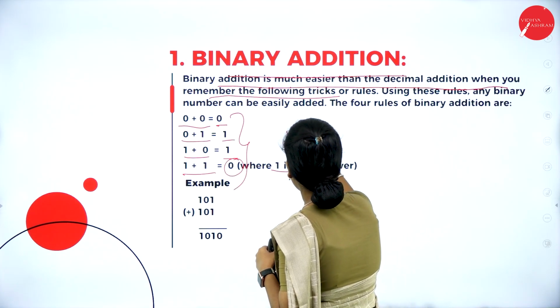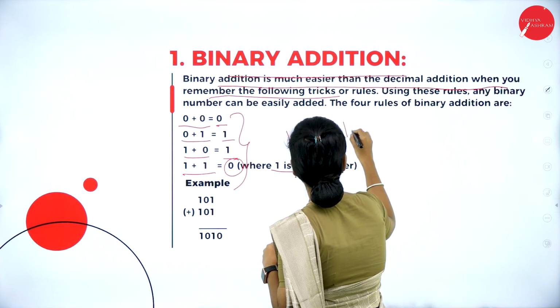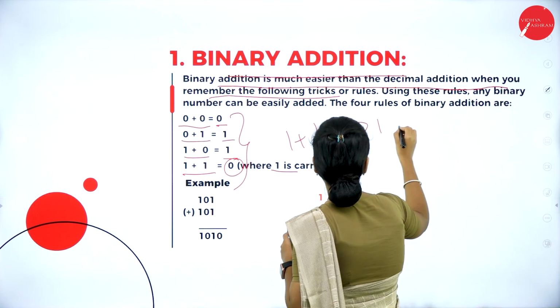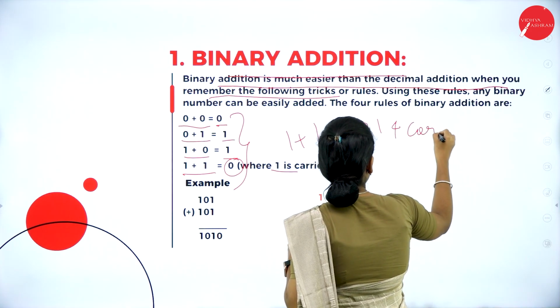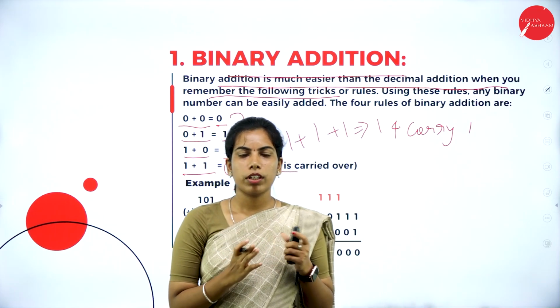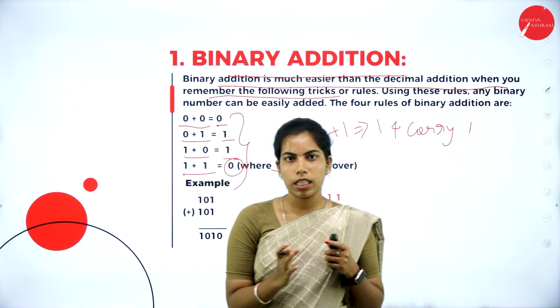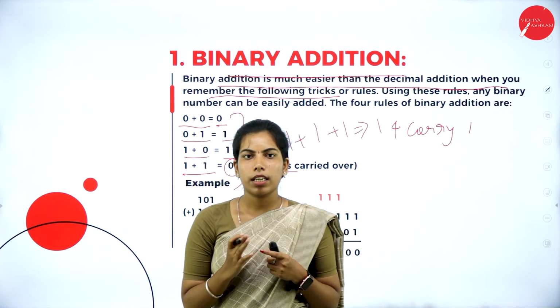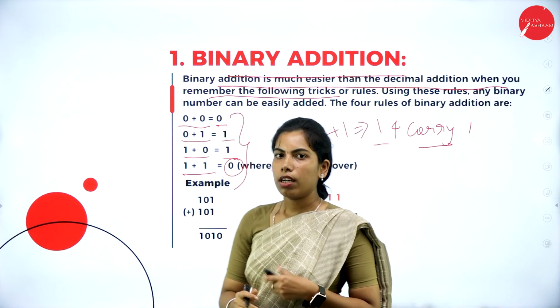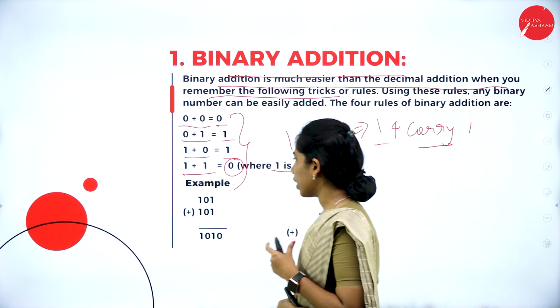When you consider 1 plus 1 plus 1, in this case you will get 1 as the result and also carry 1. Got it? When all three variables contain 1 each, then you will get a result of 1 and also a carry of 1. So let's see some examples, and you will get to know.